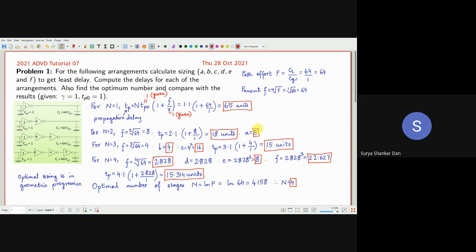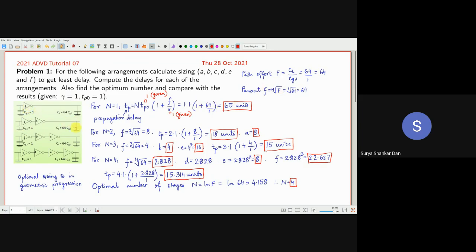For the third case, n equal to 3, again the same thing, that will become the cube root of 64, that is 4. So what is the sizing? You can understand it will be: b will be 4, c will be 4 squared, that is 16. The last one, we should not call it a stage, but the last capacitance CL should be 64. Since this is a geometric progression, small f is equal to 64 for the single stage.